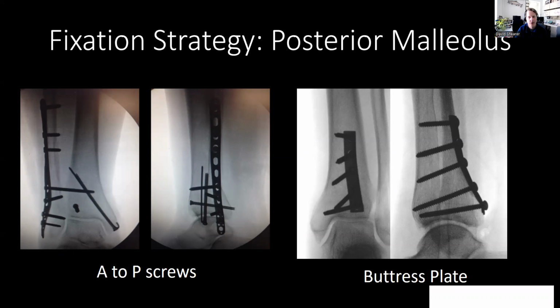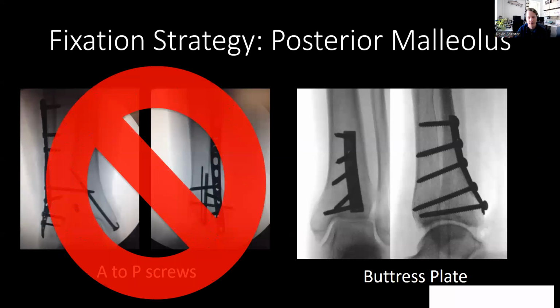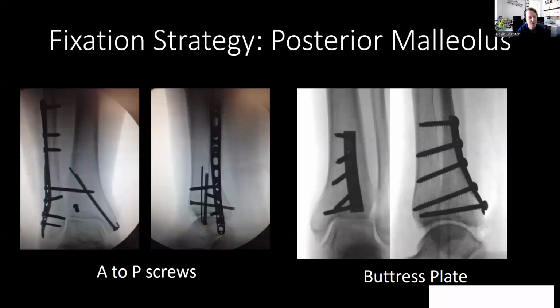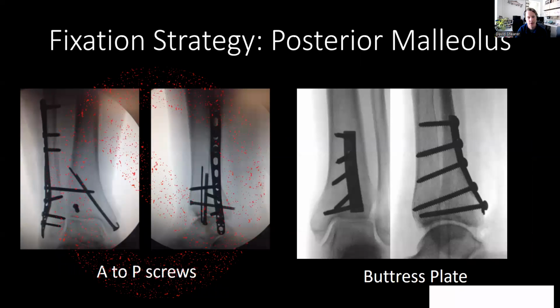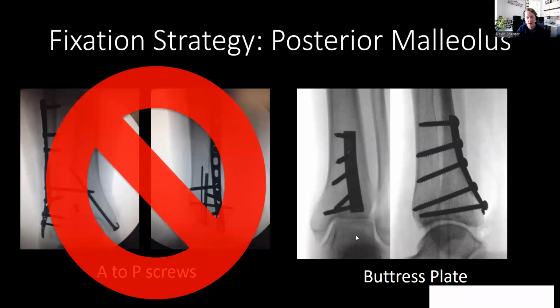I'm not going to take the time to go in depth on posterior malleolar fractures in this case, except to say that I'm not a big fan of anterior to posterior screws. I think that for the vast majority, a buttress plate using a posterior lateral approach, as shown on the right screen, is preferable. It allows you to both obtain the reduction through your open approach and maintain the reduction using buttress plating much more effectively than anterior to posterior screws.